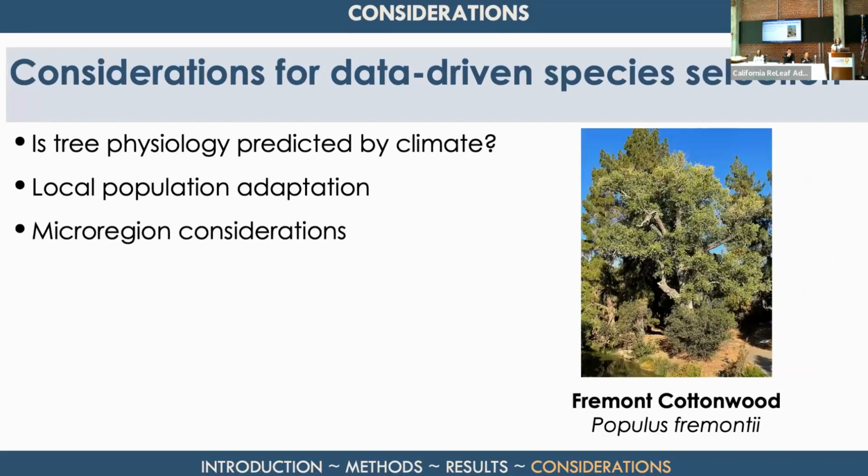Third, there are also microregion considerations. So for example, the Fremont cottonwood came out as relatively well suited for urban environments in California, likely because it grows in relatively warm places, right? It probably has a fairly high heat tolerance, but we know that that species is actually a riparian species and probably needs a decent amount of water. Because of the nature of our analysis, it really captures broad scale climatic patterns and not as much microregion patterns like water table availability and groundwater availability and things like that. So it's important to consider the native habitat of some of these species when thinking about species selection.